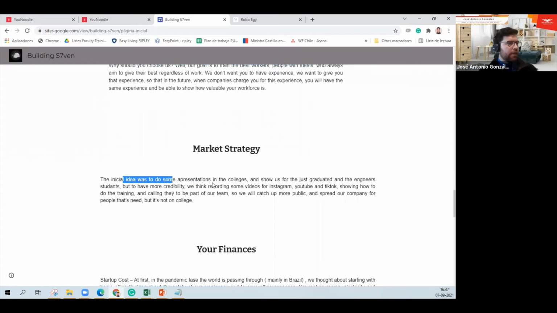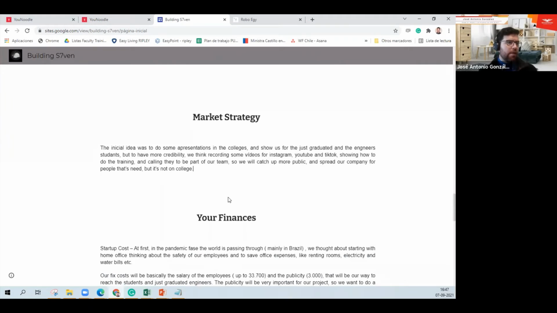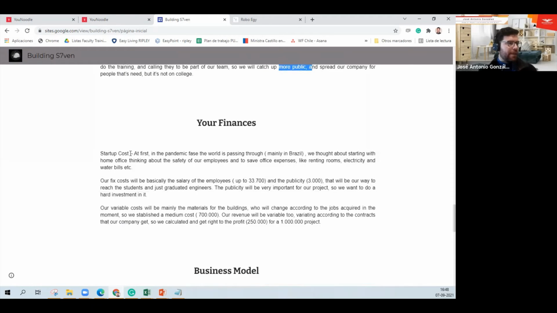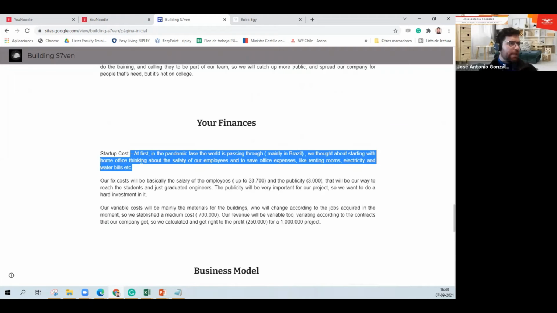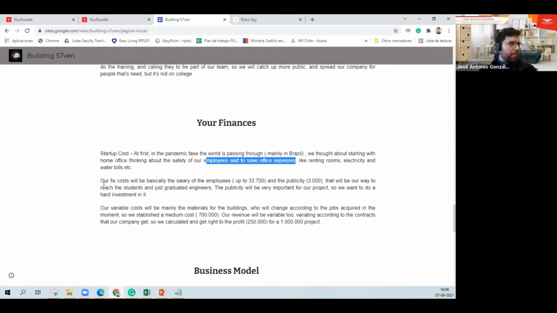Market strategy. The initial idea is to do some presentations in these colleges and show us for the just graduated and the engineering students, but to have more credibility, we think recording some videos on Instagram, YouTube and TikTok channels, right? Showing them, okay. Your finances, startup costs, in the pandemic, okay, safety, okay, describe, but how much?